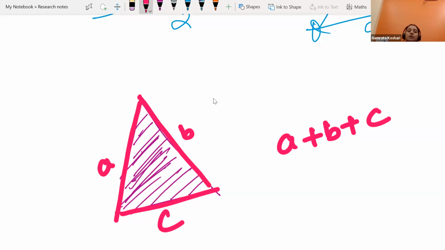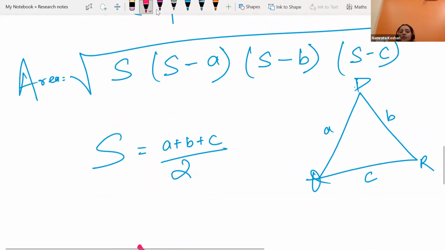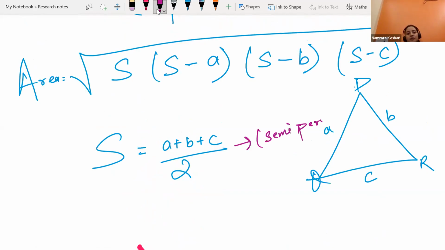Okay, so that's why we say that the formula for S is A plus B plus C. But since it is the half of the perimeter, that's why we call it semi perimeter. Half of the circle is semi circle, half of the perimeter is semi perimeter. So this S is nothing but A plus B plus C by 2.